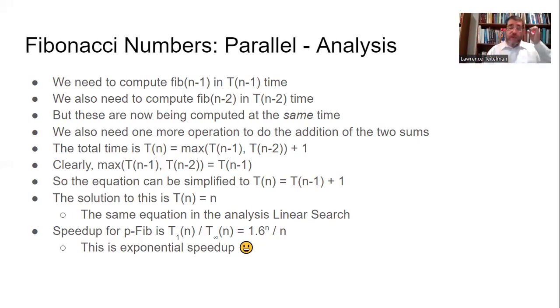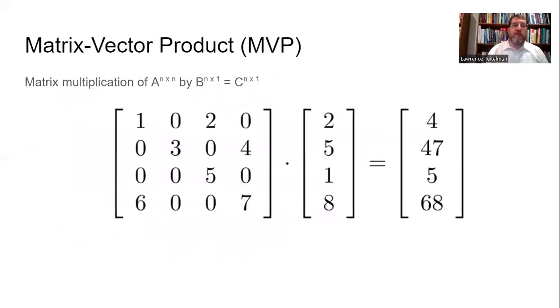So this one's fairly simple, I would say. Next one's going to be a little bit more complicated. Merge sort is going to be a little trickier than that. Anyone have any questions? All right, so let's move on to what we call matrix vector product, MVP.